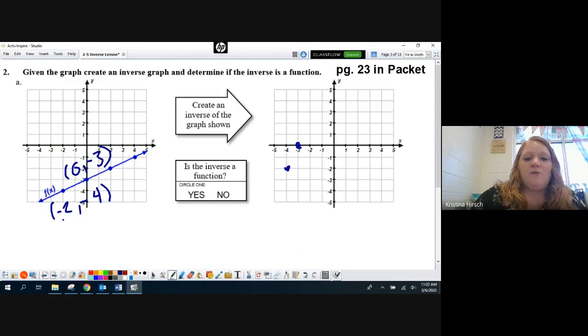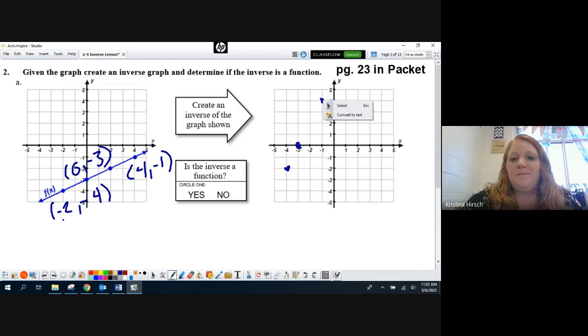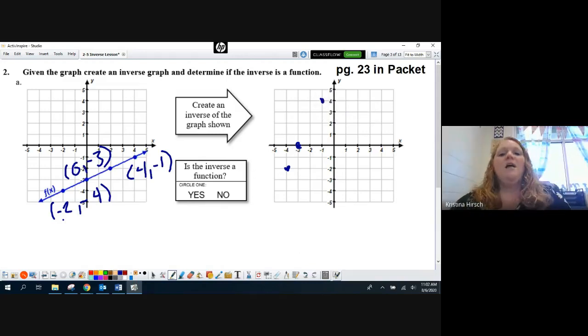And then I can keep doing that for all the points, but since this is a line, I'm just going to skip over here to 4, -1. And if I switch those, I'd get -1, 4. All right. And then if I do the best I can, I'm kind of doing it on my screen, to connect those dots, then I end up with a line that looks something like that. So that is actually the inverse function.